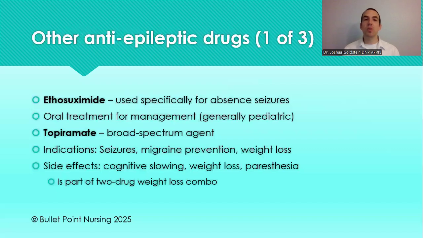Now let's quickly go through a bunch of the other agents. I'm not going to go as deep into these, but still I want to include them so that you're well prepared for your seizure exam. Ethosuximide, the drug class is succinimide. This is another one we're not 100% sure exactly how it works. We use it specifically for absence seizures.